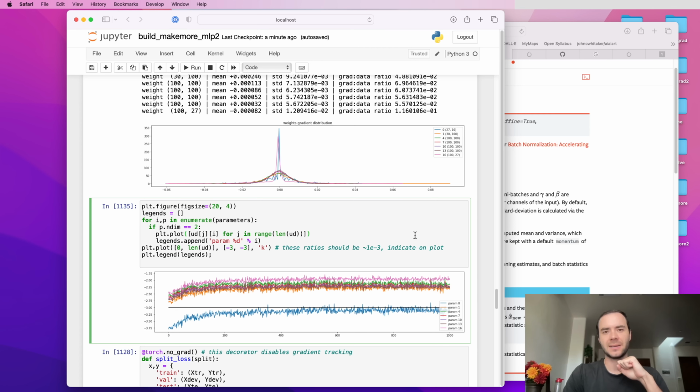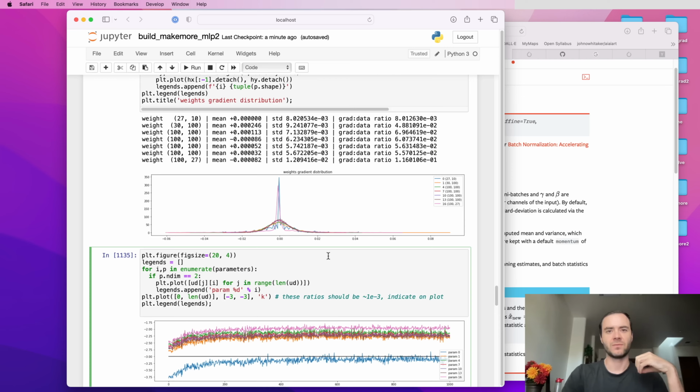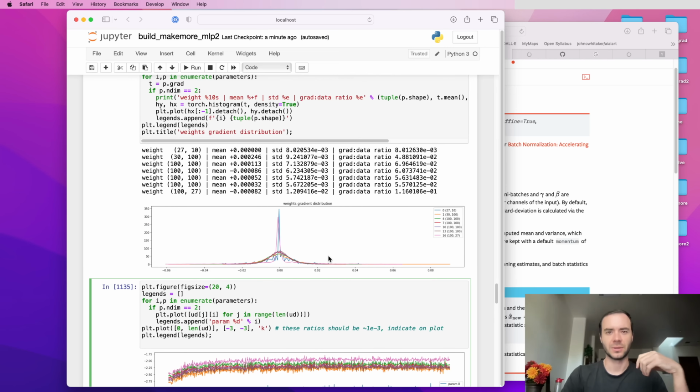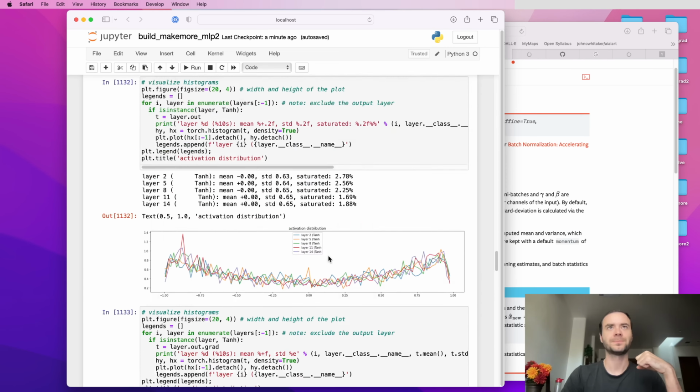And if it's way too high, then probably the learning rate or the updates are a little too big. And if it's way too small, then the learning rate is probably too small. So that's just some of the things that you may want to play with when you try to get your neural network to work very well.